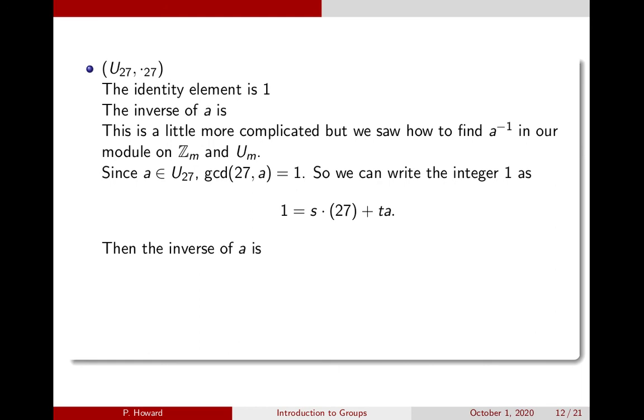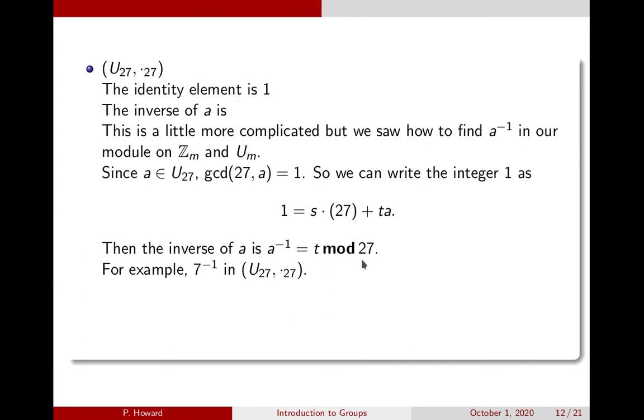So here's a brief review of the method. Since we know that we have an element of U27, we know that the greatest common divisor of 27 and that element is 1. And using Bézout's lemma, that means we can write 1 as a combination of 27 and this element a from U27. And then what we saw was that the inverse of a will be this number t mod 27. A inverse is t mod 27.